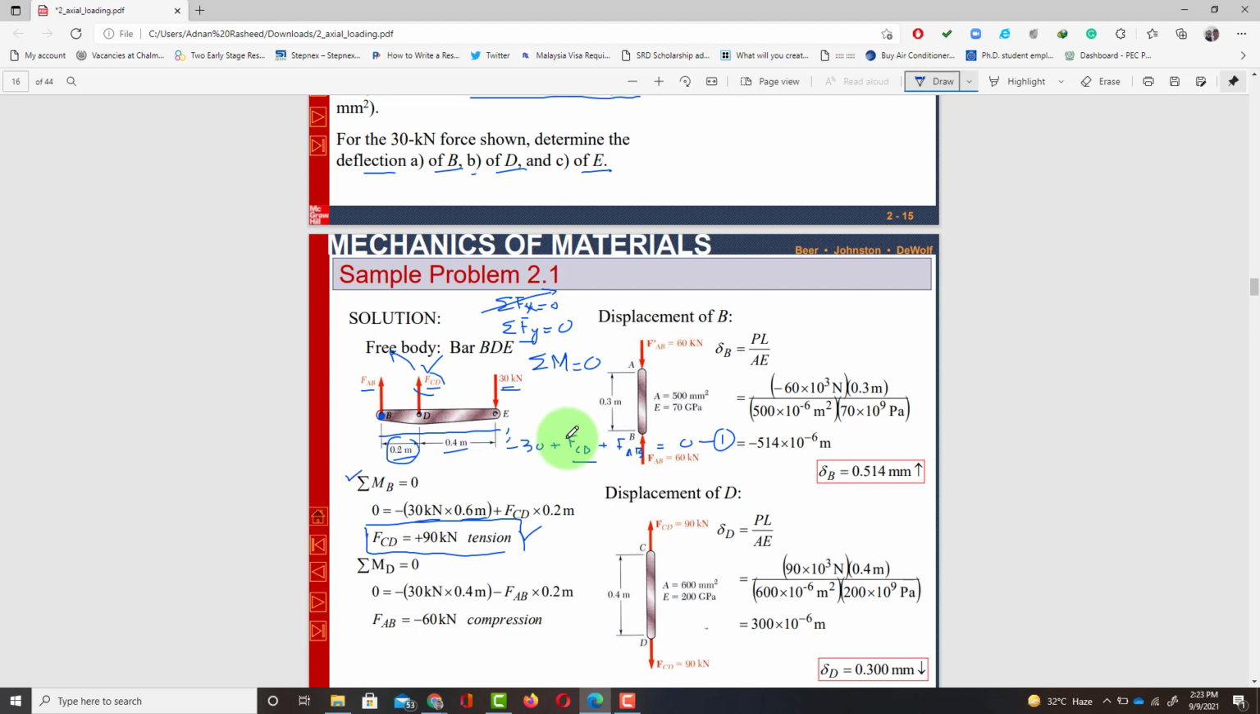If you put the value over here and then move it, you will get F_AB equal to minus 30.